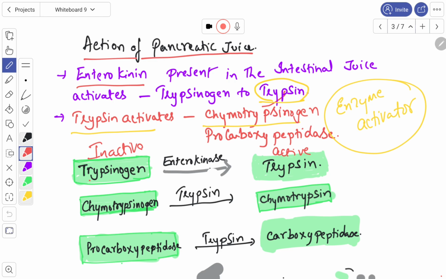Now we see the trypsinogen. This one is the trypsinogen. In the presence of enterokinase it is activated into trypsin. Similarly, chymotrypsinogen in the presence of trypsin gets activated into chymotrypsin. And procarboxypeptidase in the presence of trypsin is activated into carboxypeptidase. You'll see the next one.